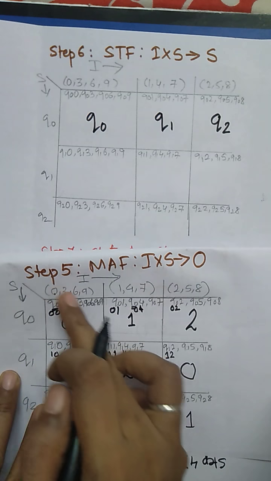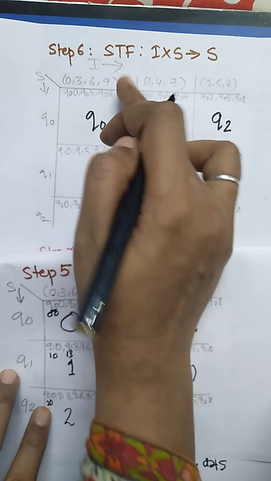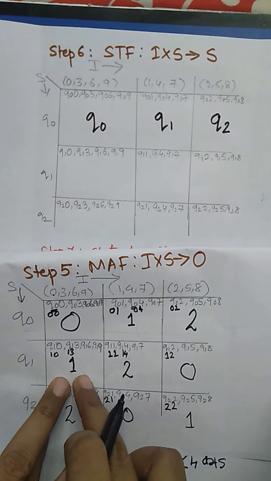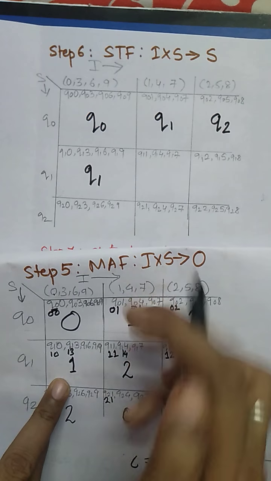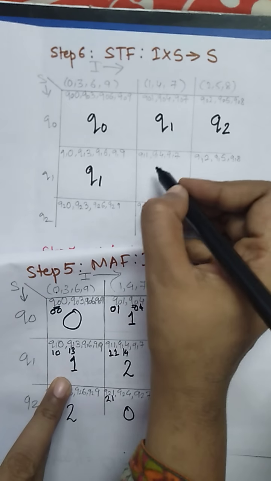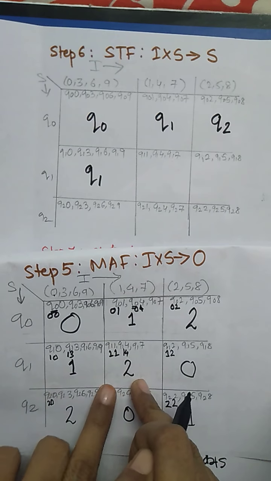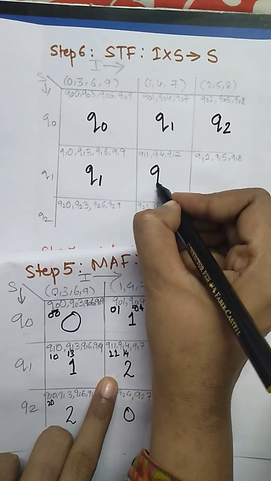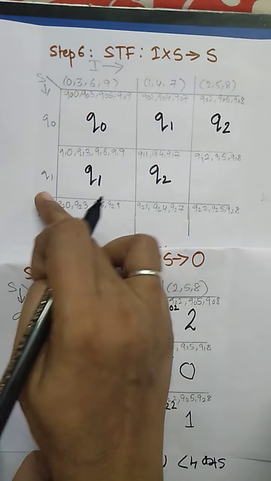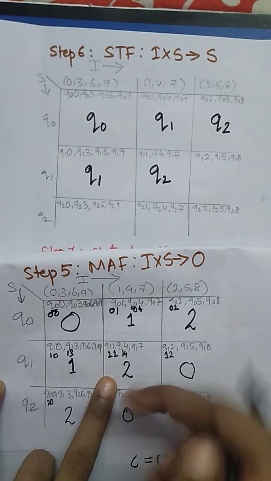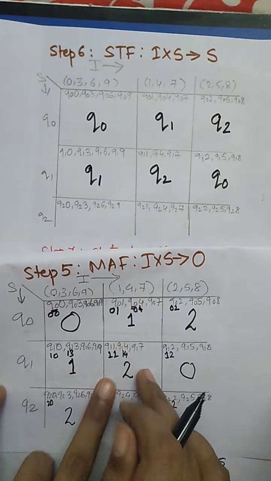Now Q1 with 0369 produces output 1. Output 1 is represented by the state Q1. Q1 with 147, what kind of output or remainder is it? Remainder 2, indicated by the state Q2. Q1 with 258, output is 0, so the state will be Q0.